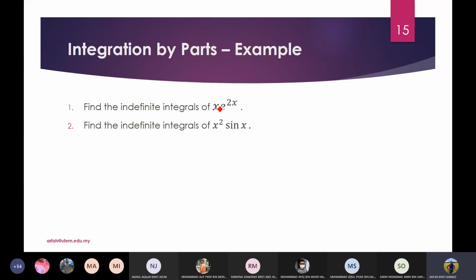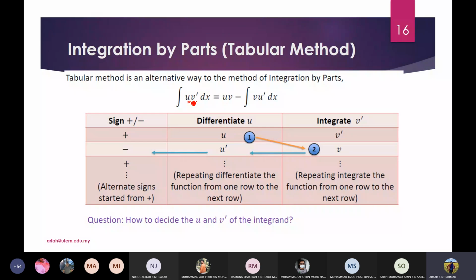Kalau macam contoh ini awak ada x dengan exponential x. This is your u and this is your v. So daripada sini awak akan differentiate u and then dapatkan u prime, repeating the differentiate function from one row to the next row. Okay, maksudnya awak cari u, differentiate u first time and then differentiate lagi second time and so on. Then function v ni pula, v prime, awak akan pilih daripada sini. Kita akan buat integration untuk v prime. So integrate kali pertama, integrate kali kedua and so on. Repeating integrate the function from one row to the next row.